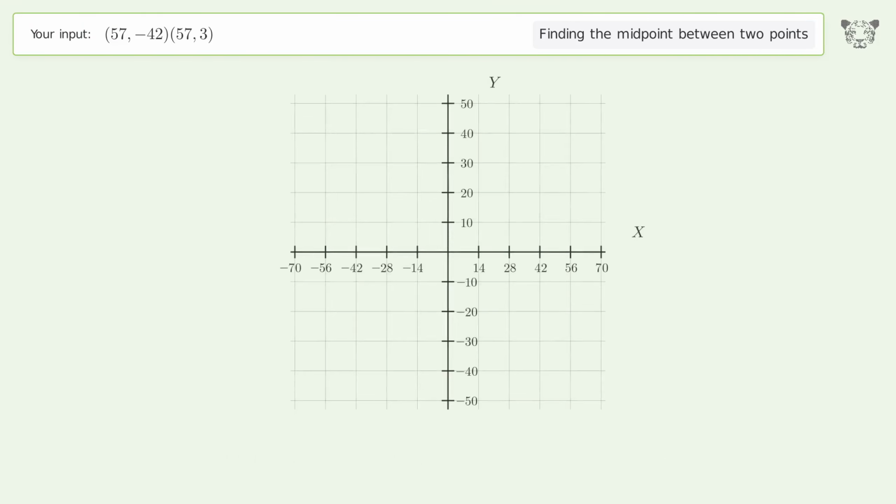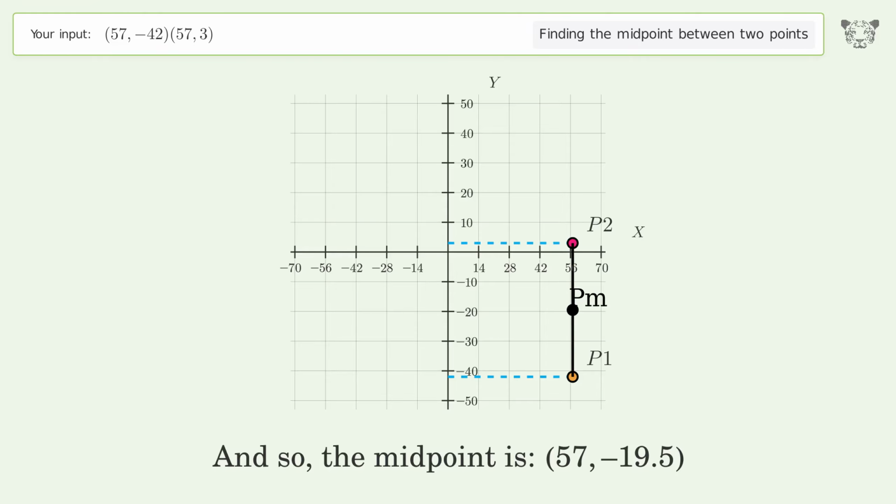And so, the midpoint is 57, negative 19.5.